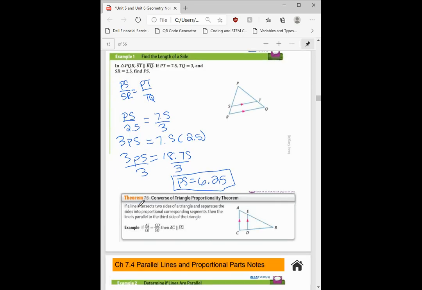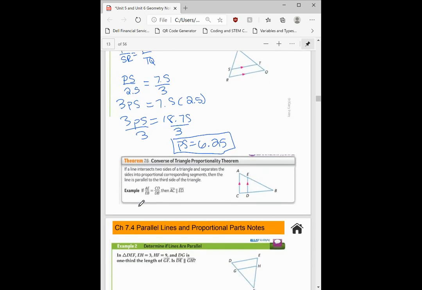Okay, let's look at this theorem right here. It says if a line intersects two sides of a triangle and separates the sides into proportional corresponding segments, then the line is parallel to the third side of the triangle. And you can see what that is talking about in the diagram to the right. So let's go ahead and look at example 2.